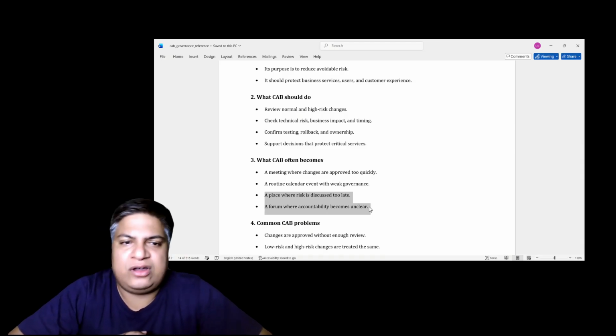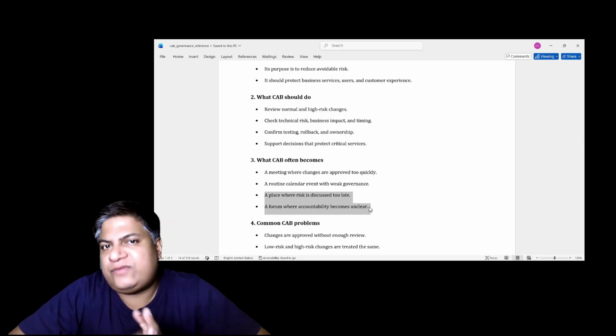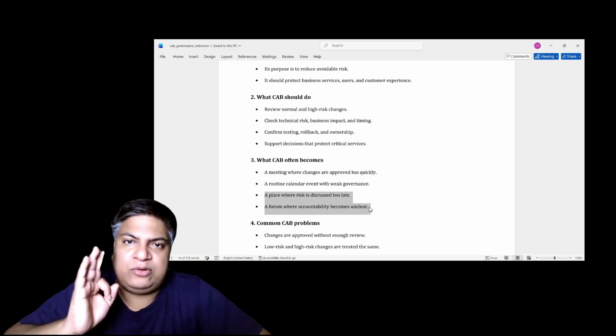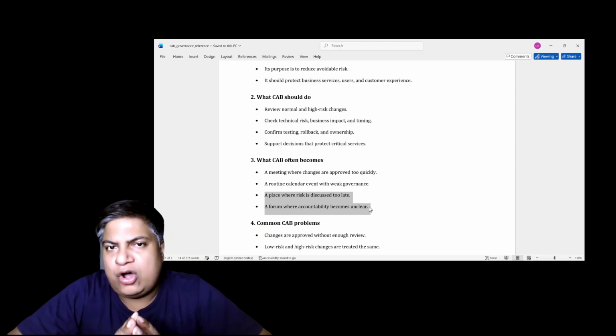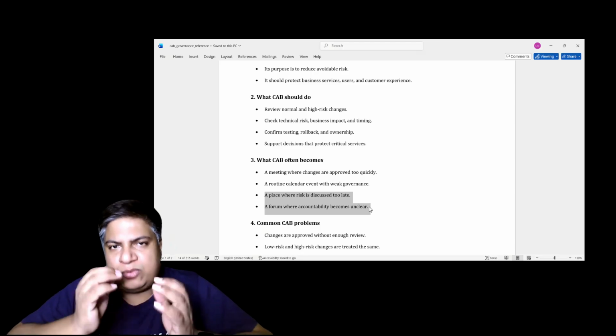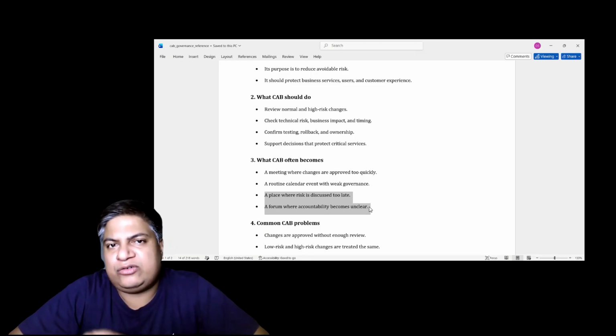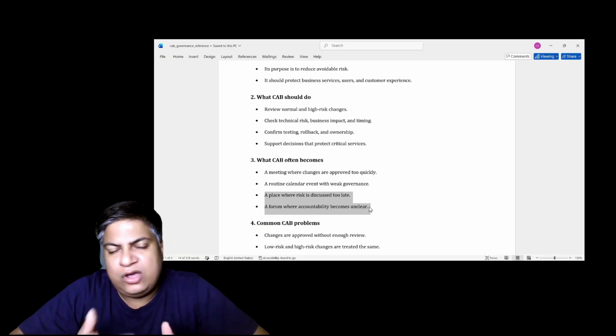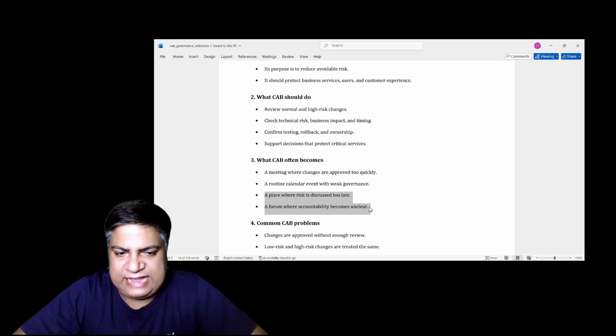So we have to make sure that whatever is expected from the CAB, we are accountable. We have to follow the risk. We have to do the business impact, all these things, thoroughly whenever the CAB meeting happens. If we are doing that properly, obviously we are going to have good governance, and that will stop major incidents or change failures. So this is how it is.